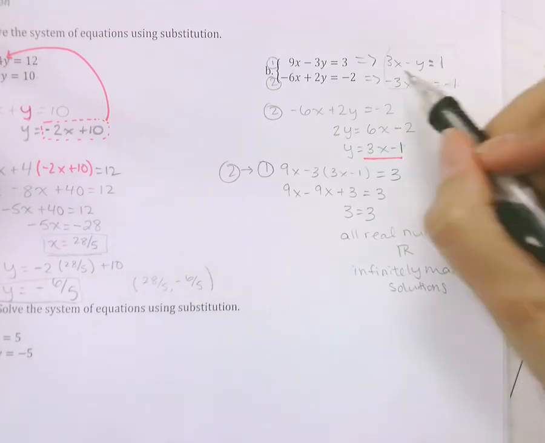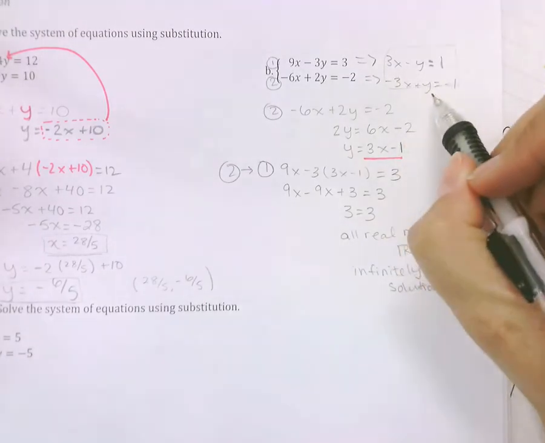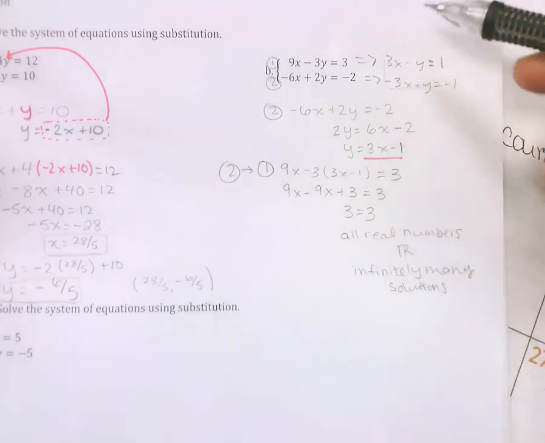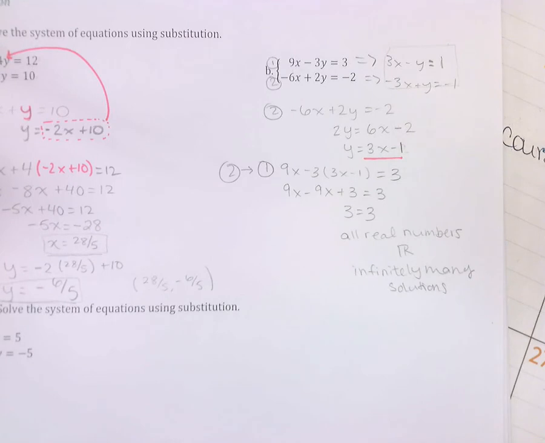Okay? I can divide these at the beginning if you wanted to do that too. You can always simplify them or divide them or multiply them by whatever you want, because that's a property that you're allowed to do with equations. You're allowed to multiply the whole equation by something.